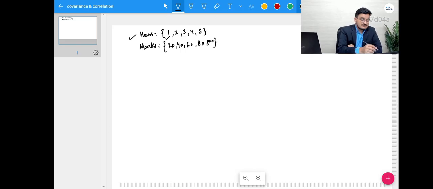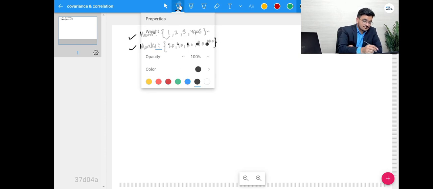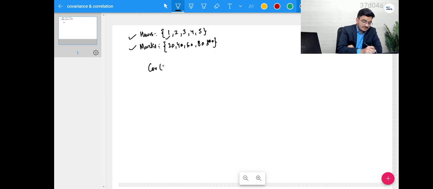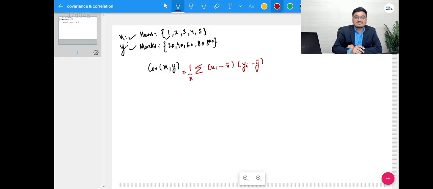Right? So I want to identify how the amount of hours that a certain student is giving towards their study affects their scores in the exams or their marks in the exams. So for that, we can use covariance, right? Let's consider this one as X and this as Y. So we want to get the covariance of X and Y. And the formula for calculating covariance is summation of Xi minus X bar, right, Yi minus Y bar, and the whole divided by n, right?